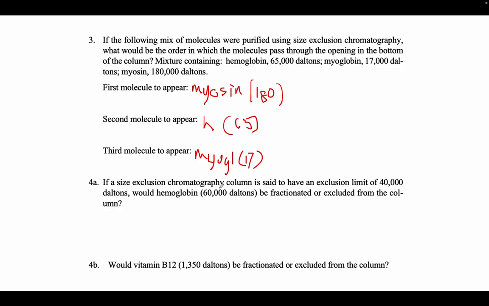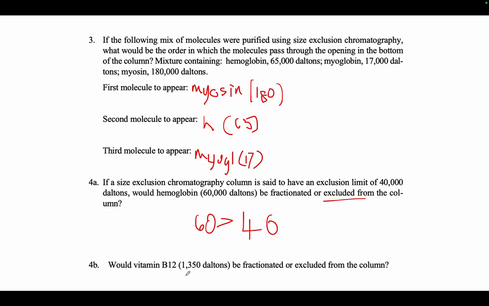If the size exclusion chromatography column is said to have an exclusion limit of 40 kilodaltons, will hemoglobin, which is 60 to 65 kilodaltons, be fractionated or excluded from the column? Now remember, the exclusion limit is the largest possible molecule which can be correctly resolved by the column. And if our protein is larger than the exclusion limit, then it cannot be resolved by the column. It will be excluded because 60 kDa is greater than the exclusion limit. Therefore, it will be excluded from the column. It will not be able to enter the pore at all.